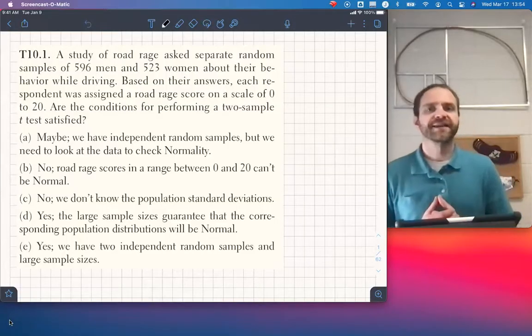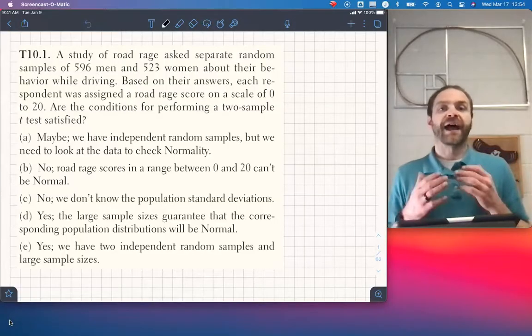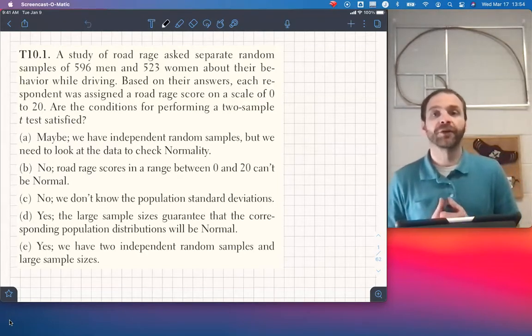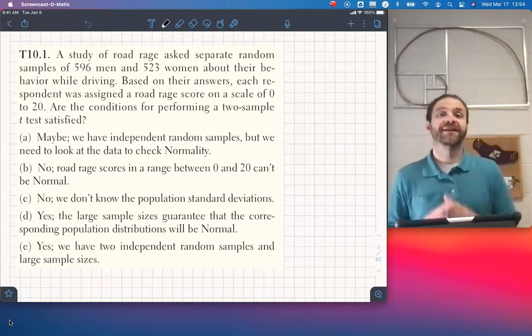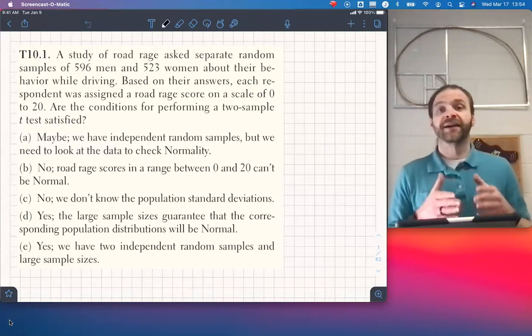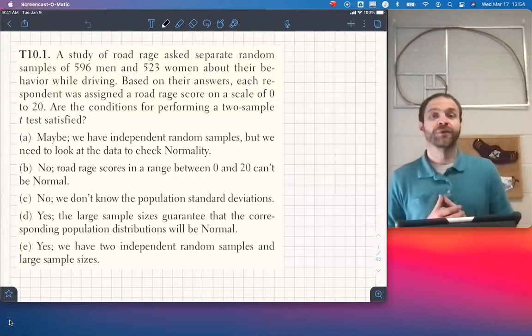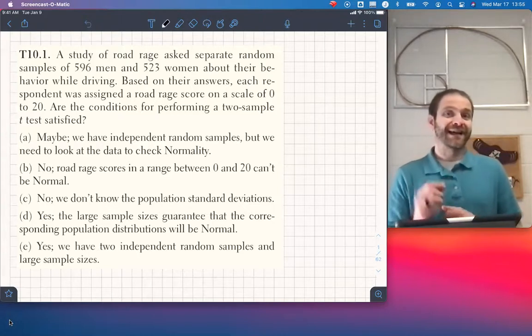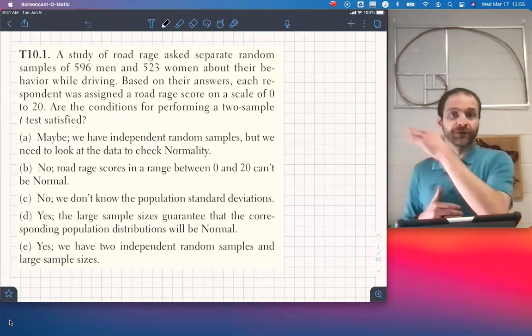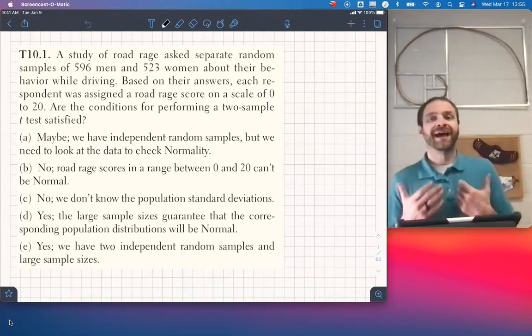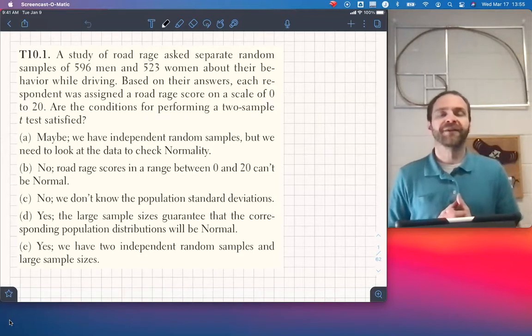So question 1 is asking us: a study of road rage asked separate random samples of 596 men and 523 women about their behavior while driving. Based on their answers, each was assigned a road rage score from 0 to 20. Are the conditions for performing a two-sample t-test satisfied? So I'm going to read through my choices and figure out which one it is, maybe even eliminate some as I read through. So A says maybe. We have independent random samples, but we need to check for normality.